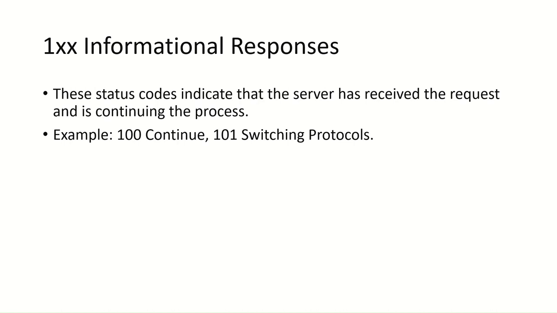In that case, we are going to use the 100 HTTP status code. Similarly, for switching protocols, we have 101. This is about the first category of HTTP status codes, which is the informational category, or informational responses category, or you can say 1xx.